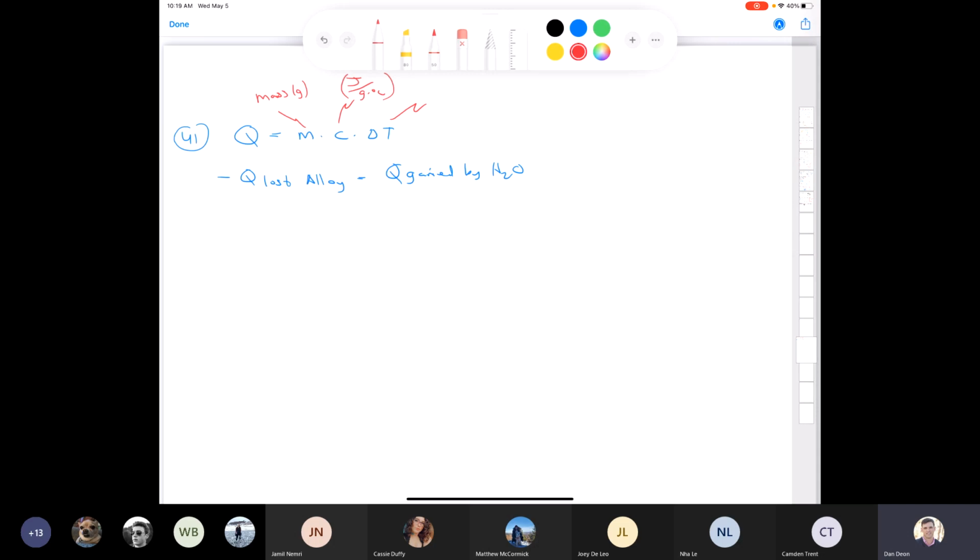So let's write down some numbers. For our alloy, its mass is 45.0 grams. We're looking for its specific heat. Okay, so specific heat is what we're looking for, C for alloy. And then what's our delta T? Well, our delta T is going to be equal to T final minus T initial. What was the final temperature of our alloy? It ended up being 37.0 degrees Celsius, but it started out being super hot, right?